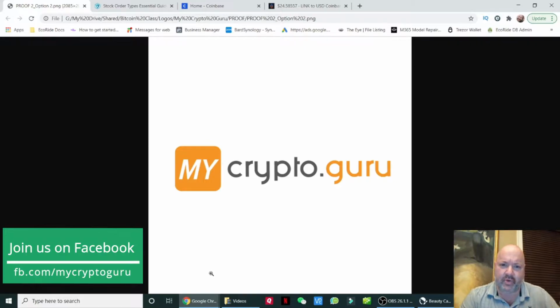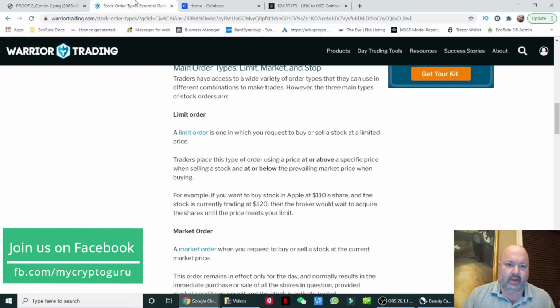So we're going to open up my Coinbase Pro account, but before we do, I want to give you an idea of how exchanges work, because this is going to be information across all exchanges, and primarily what are the three order types that you're going to see in most exchanges.